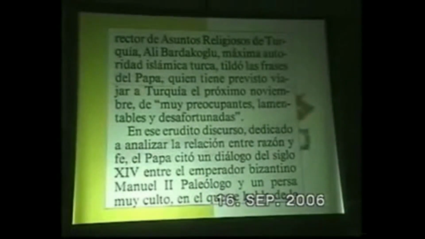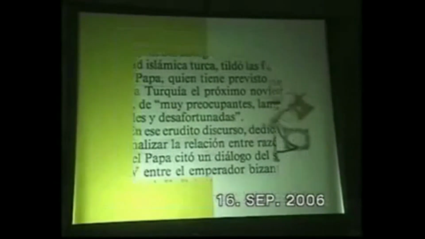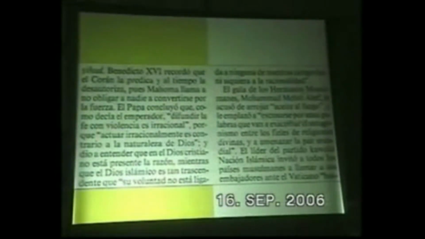And he says that he cited a 14th century dialogue between the Byzantine Emperor Manuel II, a paleologist, and a very cultured Persian in which they talk about jihad. Benedict XVI recalled that the Quran preaches it and at the same time disavows it, since Muhammad calls not to force anyone to convert by force. The Pope concluded that, as the Emperor said, spreading the faith with violence is irrational because acting irrationally is contrary to the nature of God, and he implied that reason is present in the Christian God, while the Islamic God is so transcendent that his will is not linked to any of our categories, not even rationality. And he cleared this out.